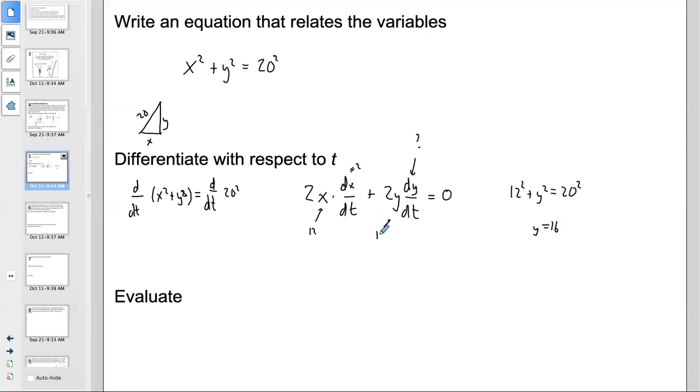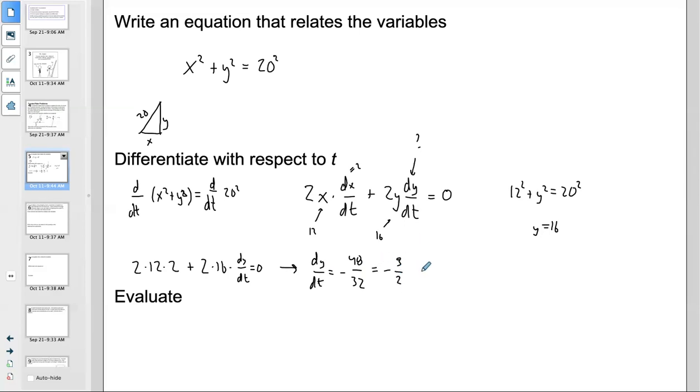So this is 16. And then I plug in everything that I know, and the only thing left, hopefully, is the thing that I'm looking for. So x is 12, so it's 2 times 12 times 2, plugging in all the numbers I got, plus 2 times 16 times dy/dt equals 0. So this is 48 and this is 32. So I subtract 48 and I divide by 32. So dy/dt is negative 48 over 32. Those both divide by 16, I think, giving negative 3 over 2.